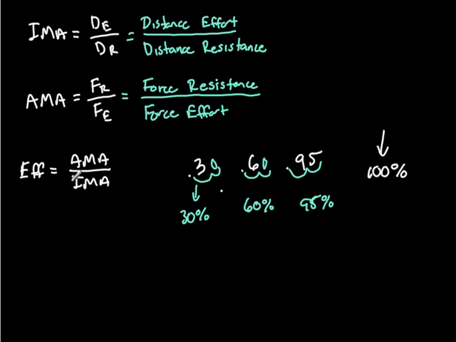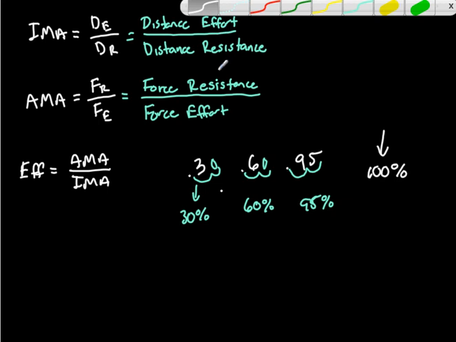Okay, so that's efficiency. So we have IMA, AMA, and efficiency. These formulas right here are going to work hand in hand. You're going to need them 100% during this unit, and you're going to really need to use them. And in our next lesson, we're going to talk about levers, and we're going to move on from there.